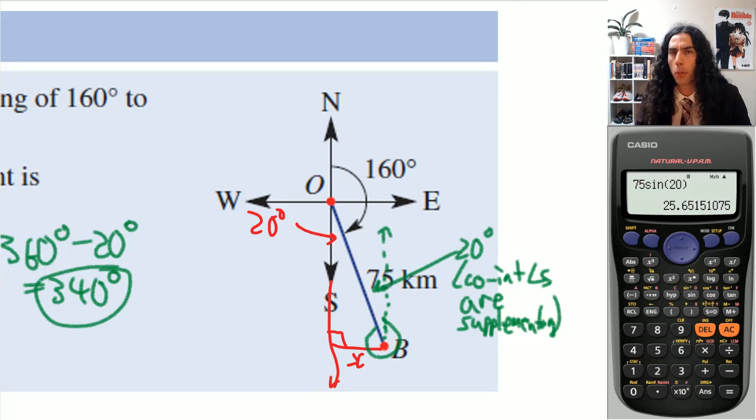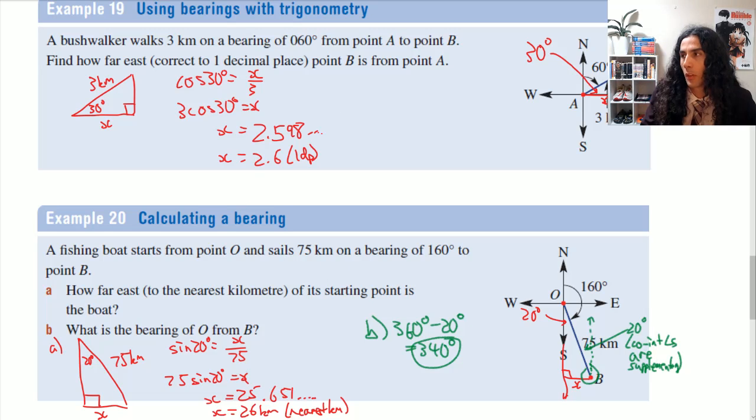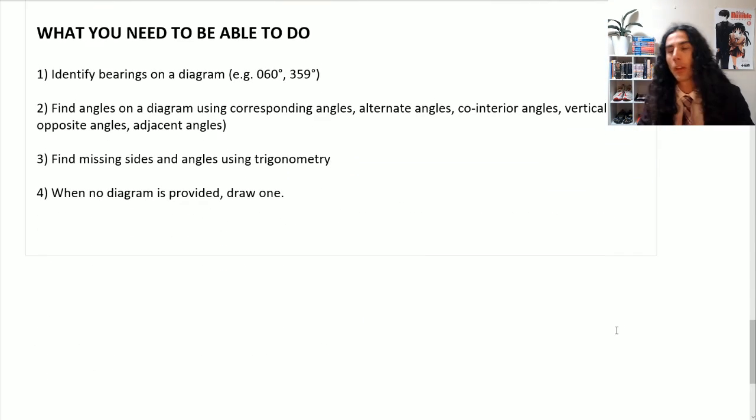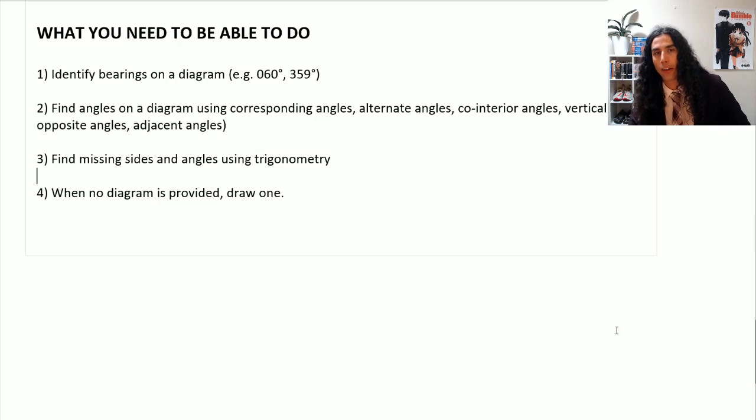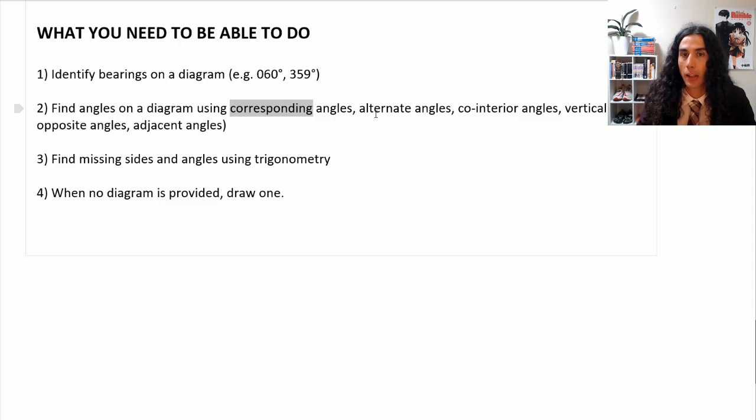All right, going to finish up by going back to the start. Oh, I'll pause there. So, last little thing, what you need to be able to do. You need to be able to identify bearings on a diagram, e.g. 060 degrees, 359 degrees, anything in between. Find angles on a diagram. This is corresponding angles, alternate angles, co-interior angles, vertically opposite angles, all that year 7 geometry, adjacent angles, all that stuff. Angles adding to 90, complementary angles, angles adding to 180. That's all important now. We need that.